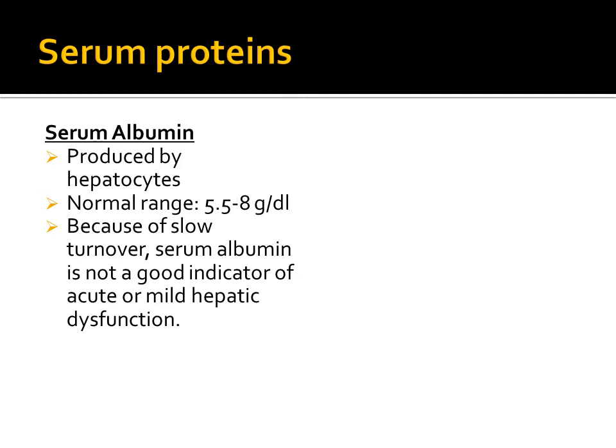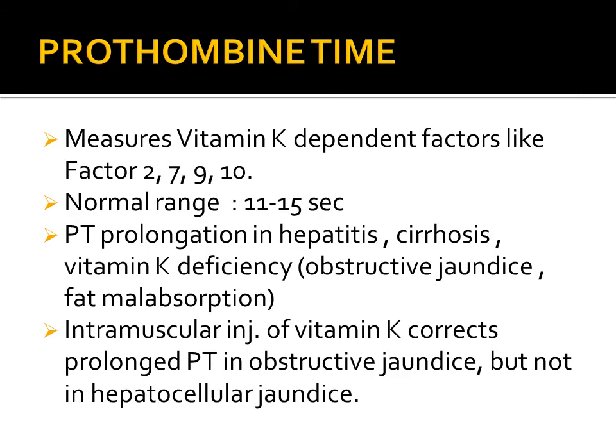Now, another synthetic test of the liver is the measurement of prothrombin time. We have seen that it measures the vitamin K dependent factors like 2, 7, 9 and 10, and the normal range for prothrombin time is 11 to 15 seconds. So this prothrombin time will be prolonged in hepatocellular and post-hepatic jaundice, like hepatitis, cirrhosis, and vitamin K deficiency because of obstructive jaundice and fat malabsorption.